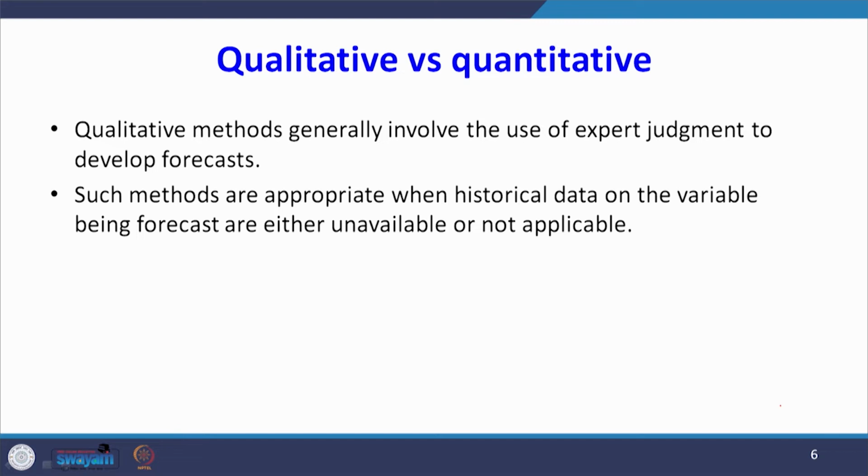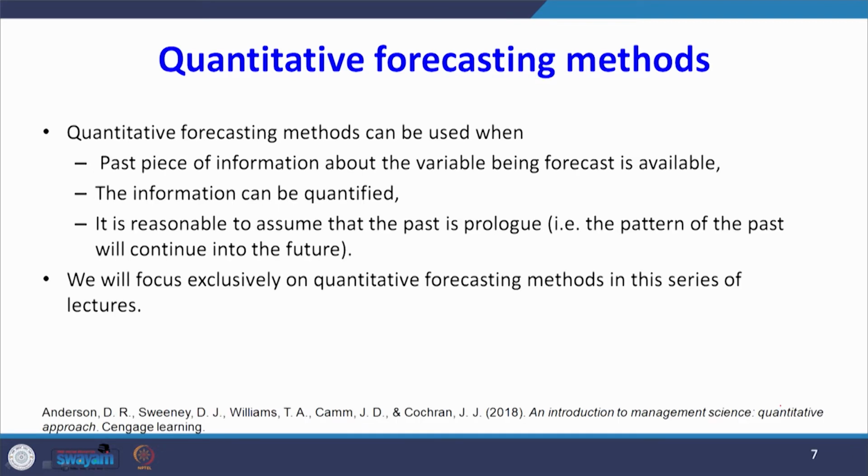Qualitative methods generally involve the use of expert judgment to develop a forecast. When are qualitative methods most appropriate? They are appropriate when historical data on the variable being forecast are either unavailable or not applicable. Many times we may not have the historical data. If you launch an innovative product, we cannot predict the sales. At that time we need to go for judgment. That type of forecasting technique is called qualitative forecasting.